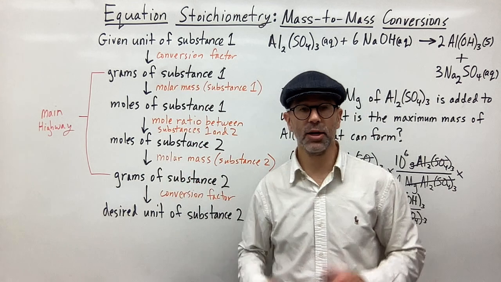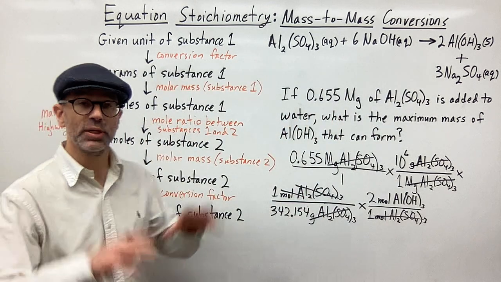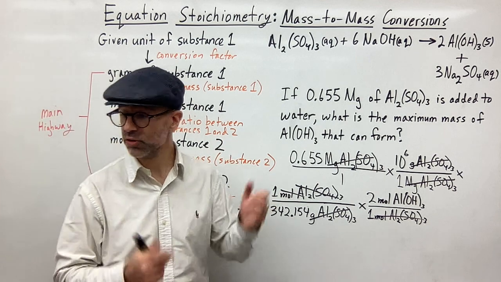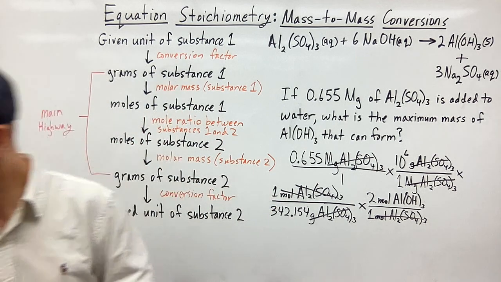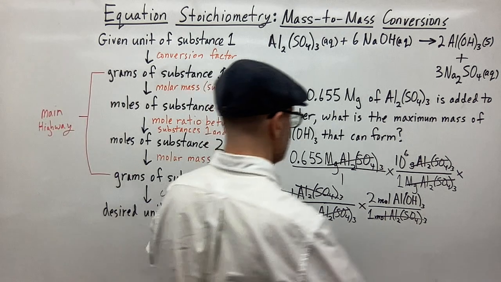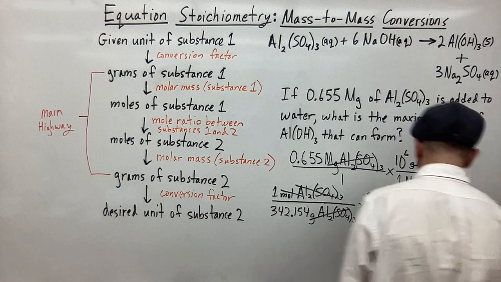Next step is to get grams of substance 2, again, using the molar mass of substance 2. Because remember, molar mass allows us to convert between moles and grams. So what's the molar mass? You got to calculate that. So when you calculate it, you come up with 78.0035. Okay.